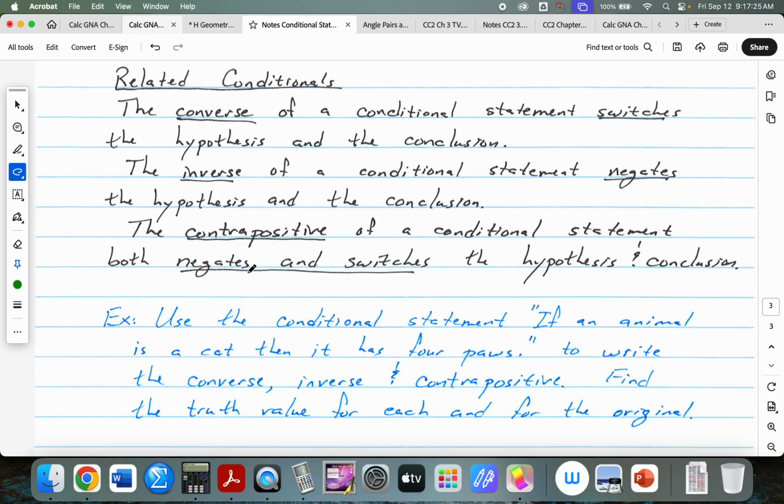The inverse of a conditional statement negates both the hypothesis and the conclusion. And then the contrapositive of a conditional statement both negates and switches the hypothesis and the conclusion. For me, personally, I always remember that one because it's the longest name and it's the one where you have to do the most stuff.